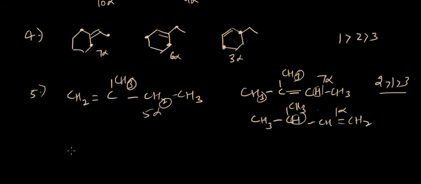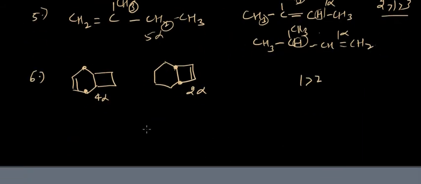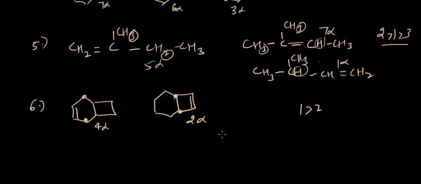Okay, so now let's look at another example. Here we have this compound. The number of alpha hydrogens for this compound is 4, and for this compound it is 2. So obviously 1 is more stable than 2.